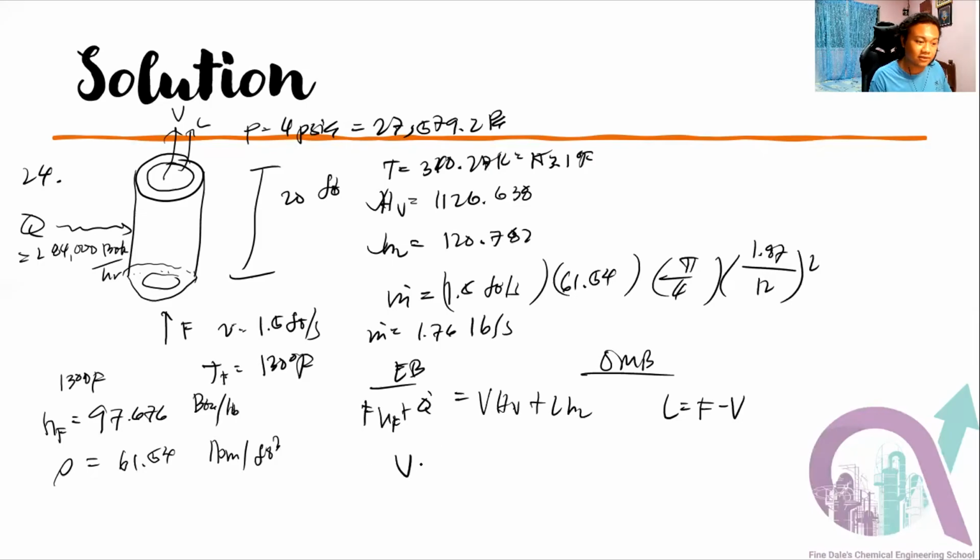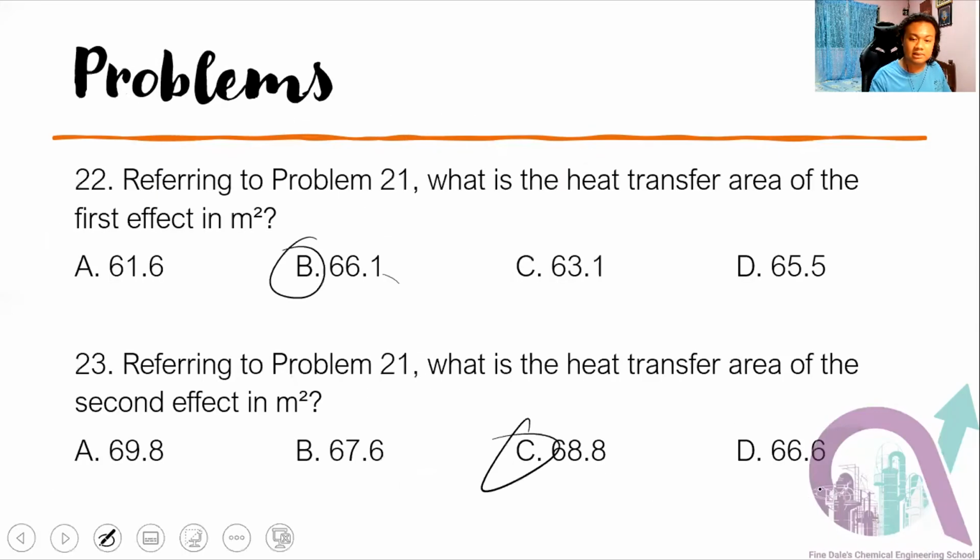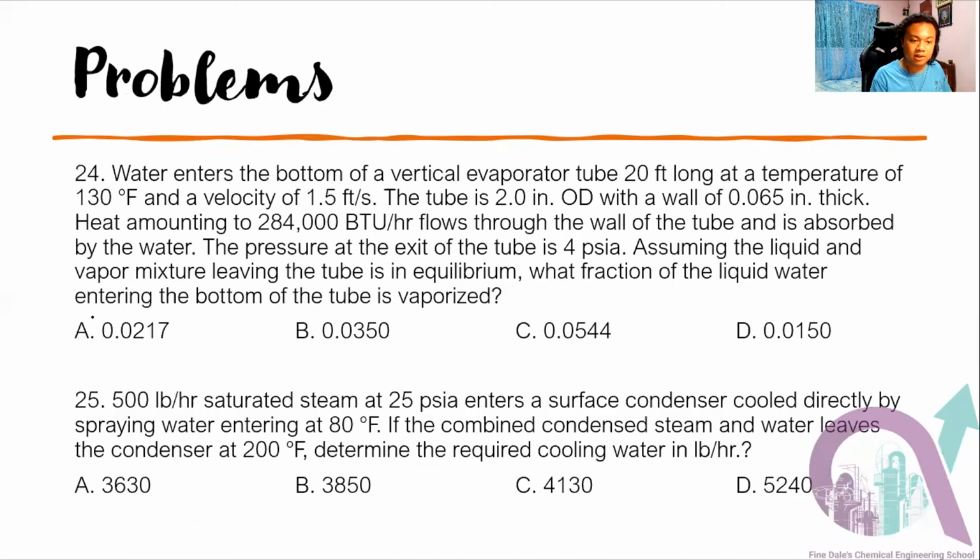You will get V is equal to 0.080 pounds per second. And then the fraction evaporated, V over F, right? So 0.038 over 1.76 is equal to 0.216. Okay, that's number 24, letter A.